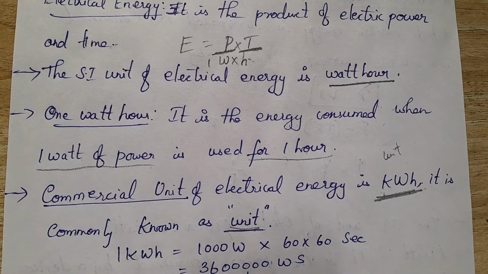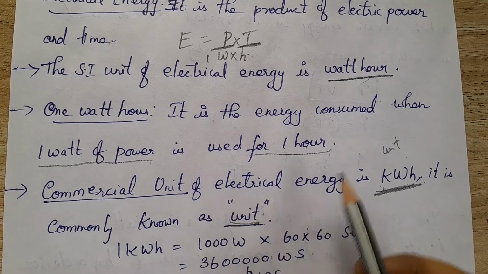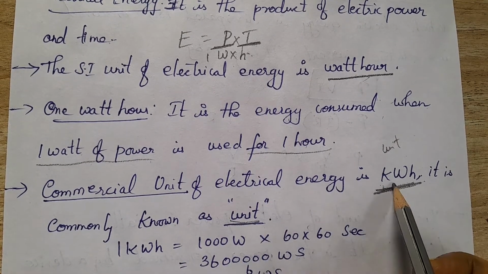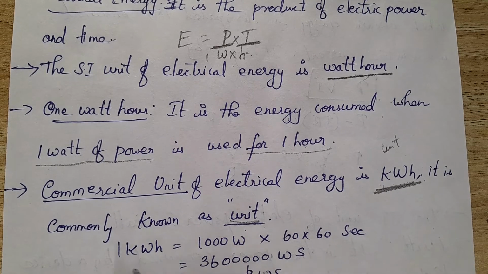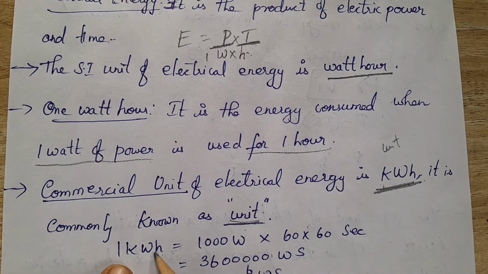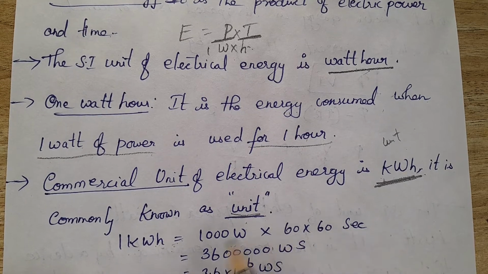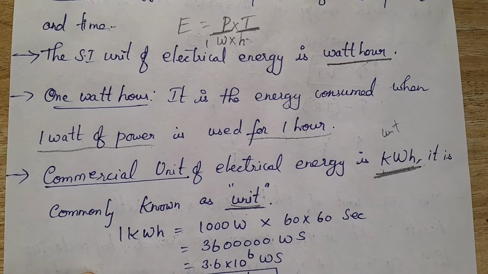So the commercial unit of electric energy is the kilowatt hour. It is commonly called a unit. 1 kilowatt equals 1000 watts. So if you convert the hour into seconds, we are just giving the value: 1 kilowatt hour, how much would it actually be?